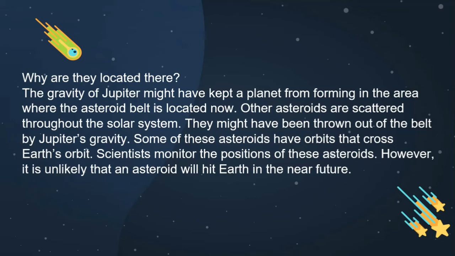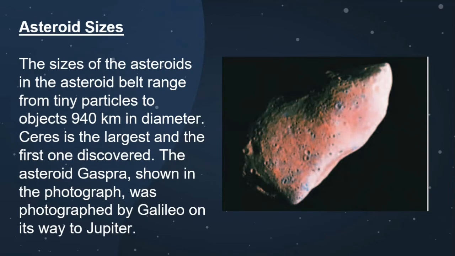Some of these asteroids have orbits that cross Earth's orbit. Scientists monitor the position of these asteroids. However, it is unlikely that an asteroid will hit Earth in the near future. Asteroid sizes. The sizes of the asteroids in the asteroid belt range from tiny particles to objects 940 kilometers in diameter. Ceres is the largest and the first one discovered. The asteroid Gaspra, shown in the photograph, was photographed by Galileo on its way to Jupiter.